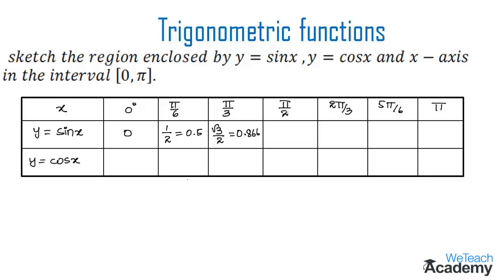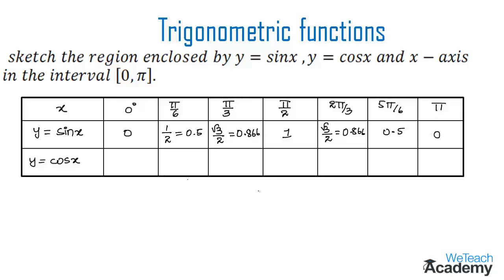By substituting pi by 2, we get sin pi by 2, and the value of sin pi by 2 is 1. And then we have 2 pi by 3. So sin 2 pi by 3 is equal to root 3 by 2, which is equal to 0.866. And then sin 5 pi by 6, and its value is 1 by 2, that is 0.5. And then sin 180 degrees, which is equal to 0.